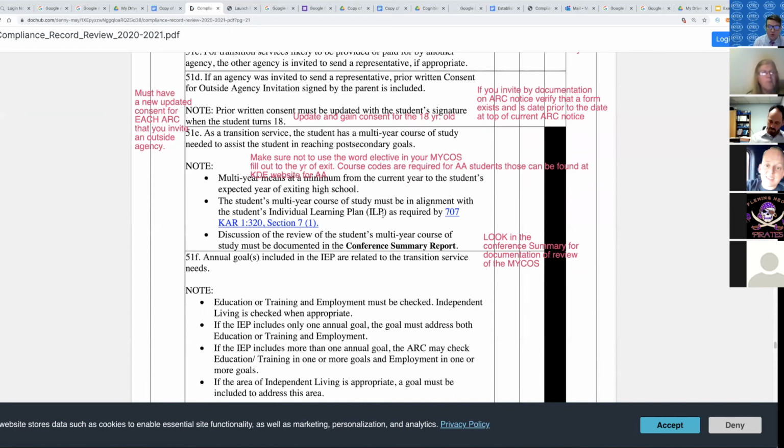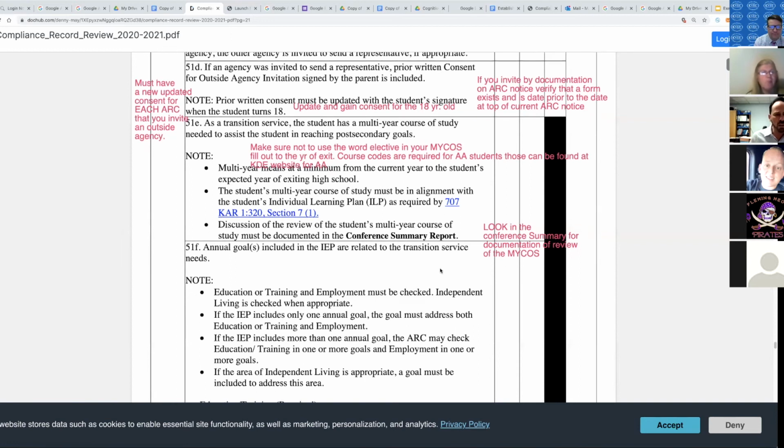The student's multi-year course of study must be in alignment with the ILP. There you go. And a discussion of the review of the student's multi-year course of study must be documented in the conference summary. I would say we fall off the page right here with documentation in the conference summary. Always document that. No, it's very hard to align it sometimes with the ILP, and sometimes I don't align it necessarily with the ILP, but to the student survey, and I document it in the conference summary because it may pull in a brain surgeon and going to attend Yale.